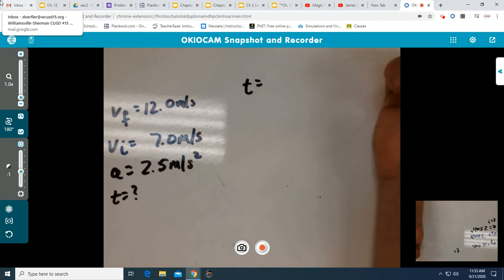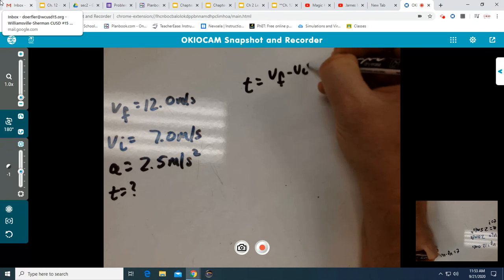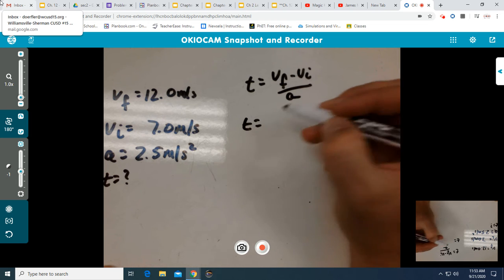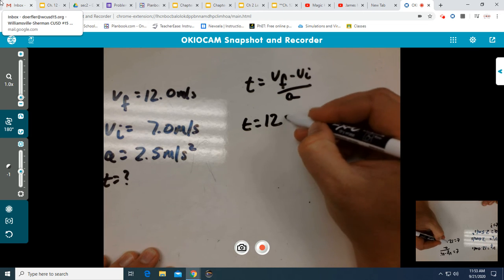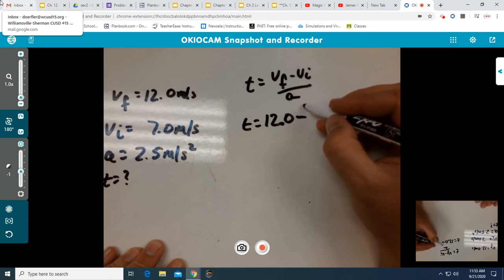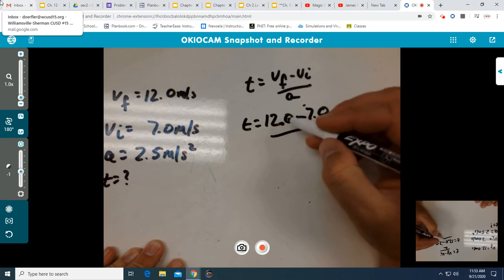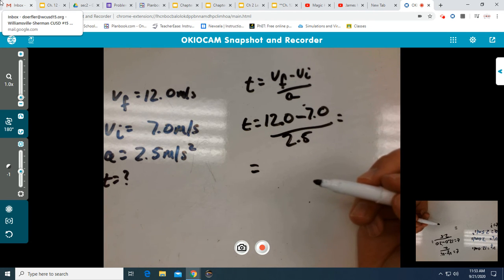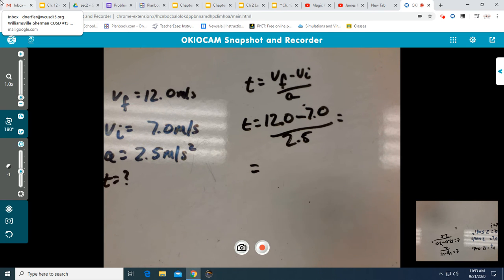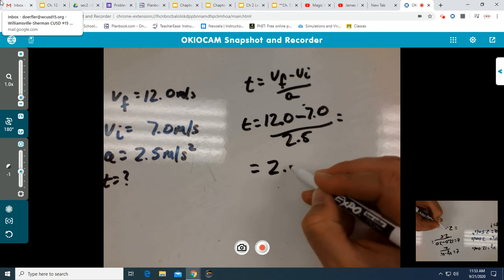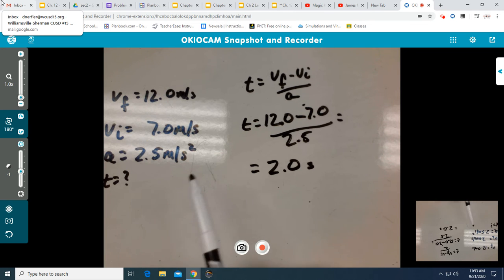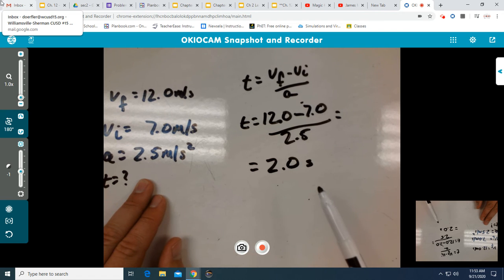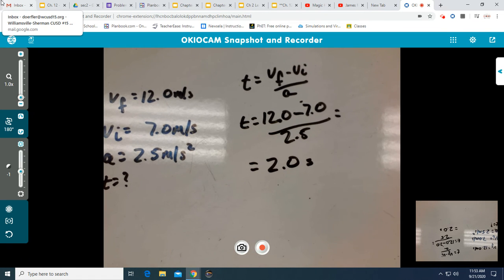So using the formula we did a little bit ago, t equals Vf minus Vi divided by acceleration. And we can just plug in our values here. Again, Vf is 12.0 minus our Vi, 7.0, divided by 2.5. And we should get an answer of, I'll give you a few seconds to calculate that out, or you can pause the video, 2.0 seconds. Again, looking at our measured values here, 7.0 and 2.5 both have 2 sig figs. So I report my answer in 2 sig figs as well.